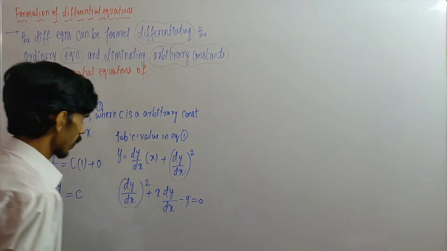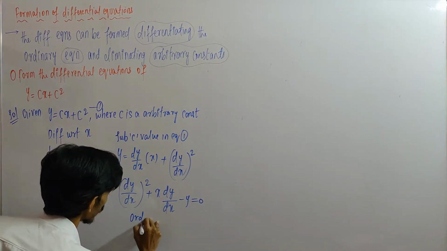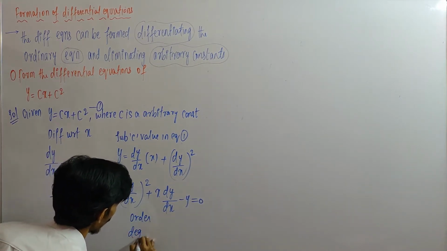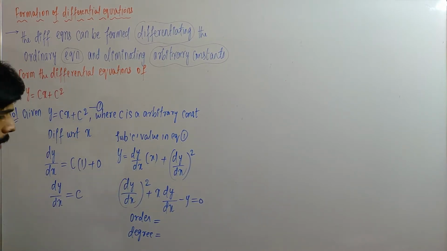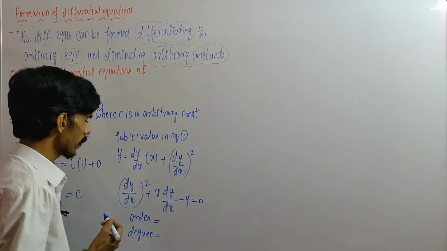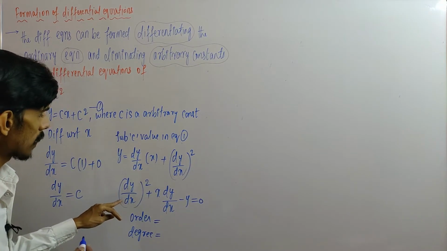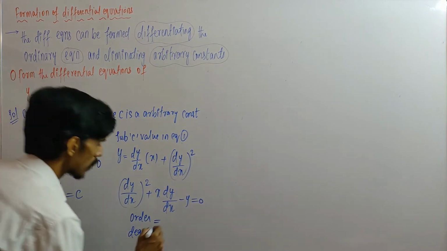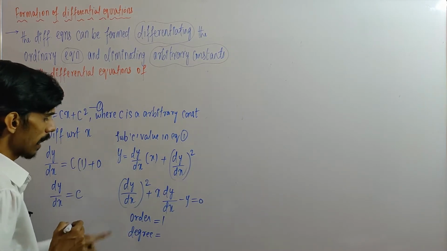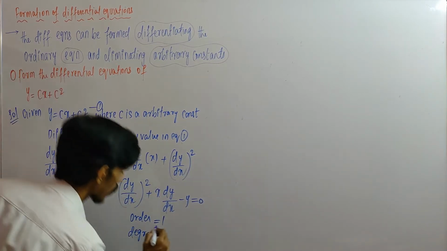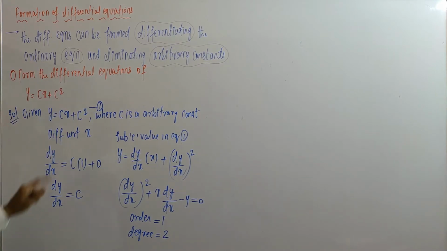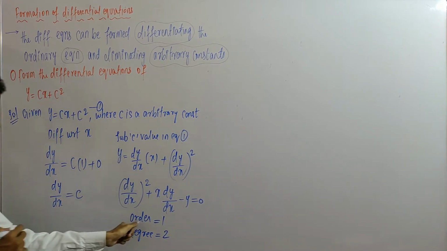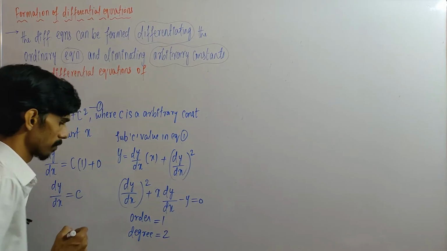Let us see the order and degree for this. Here order means how many times the derivative is performed. So here we can see that derivative is performed one time. So order is 1 and the power of this order is 2. So the degree is 2. If I have one constant, we will get order 1.